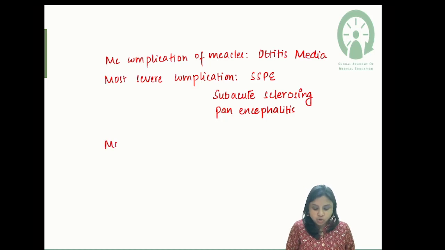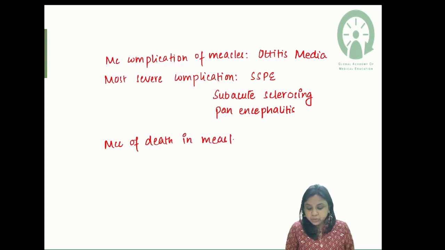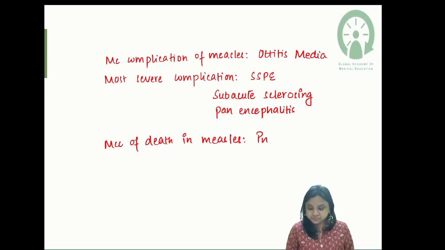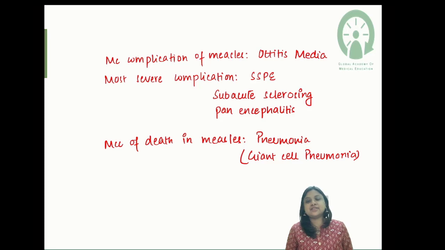And the most common cause of death in case of a measles child, remember, is pneumonia. So pneumonia can be a primary measles pneumonia or it can be secondary. In case of primary measles pneumonia, it is also known as giant cell pneumonia or Hecht's pneumonia. So these are the few one-liners that you need to remember for your next exams.